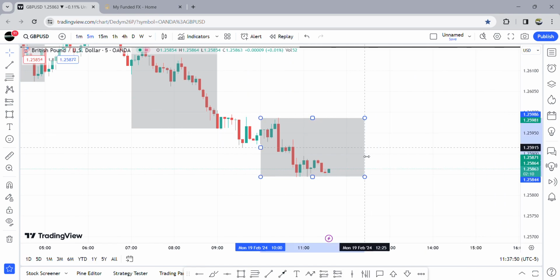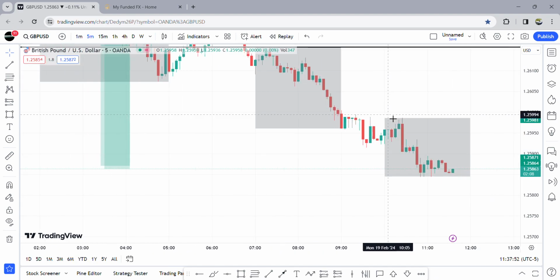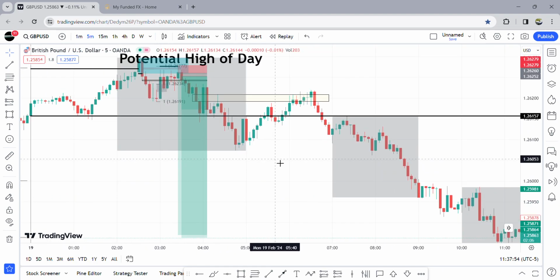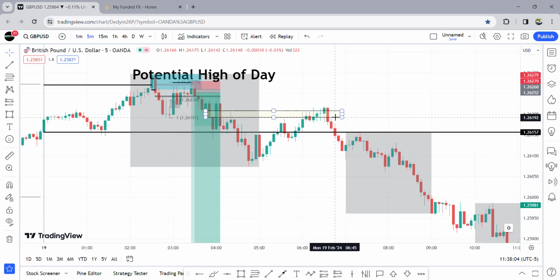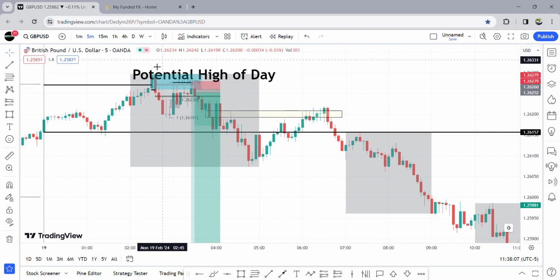So as soon as it hits it as a reaction, I'm not looking at that to have reactions again in the future. It could have reactions again in the future, but according to my study, most of the times it doesn't. So this is what gave me the confidence to stay in. The high of the day is made usually in London.